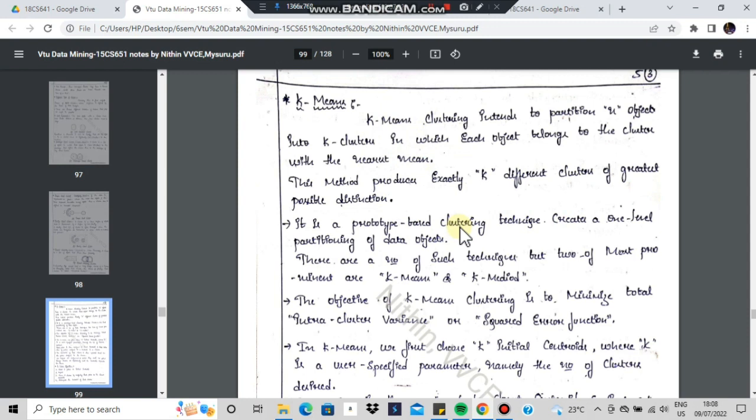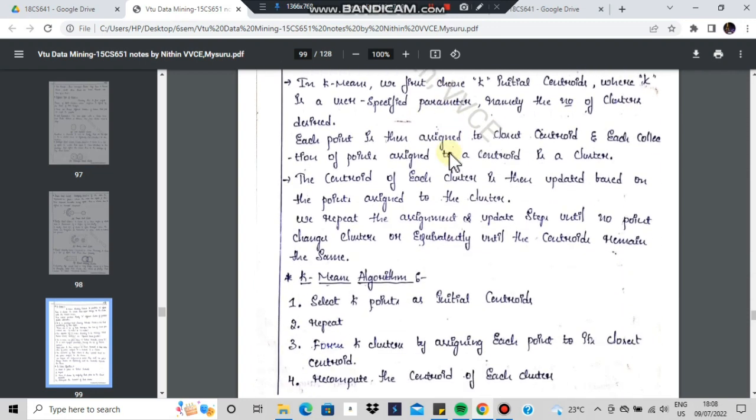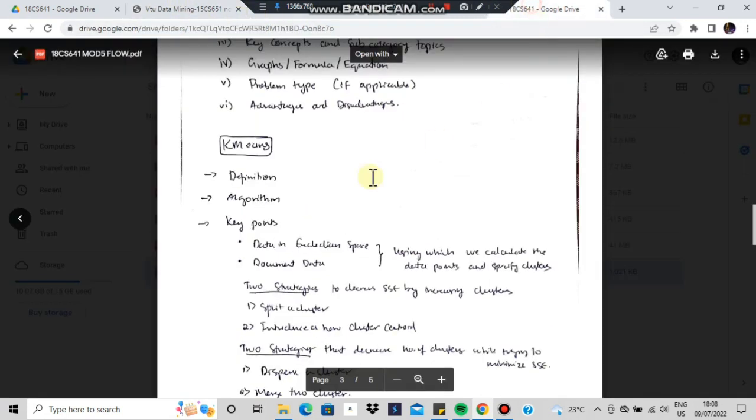So if they ask you the definition, what you have to write is: k-means clustering intends to partition n objects into k clusters, for example 100 objects into 2 clusters, in which each object belongs to the cluster with the nearest mean. Okay, we'll see a numerical that will make things more clear for you. If you want more information that is given here, you can go through it. Then we have the next topic, which is the algorithm.